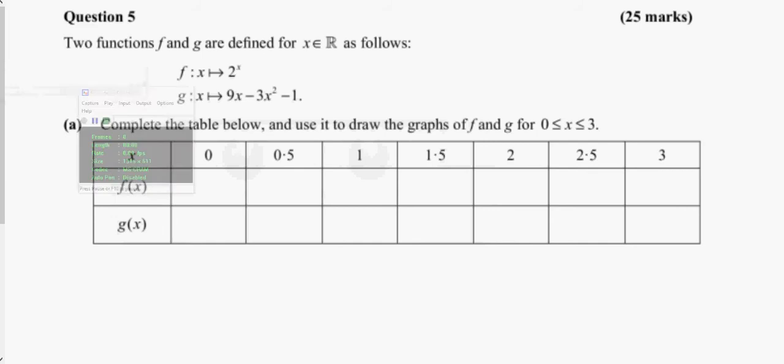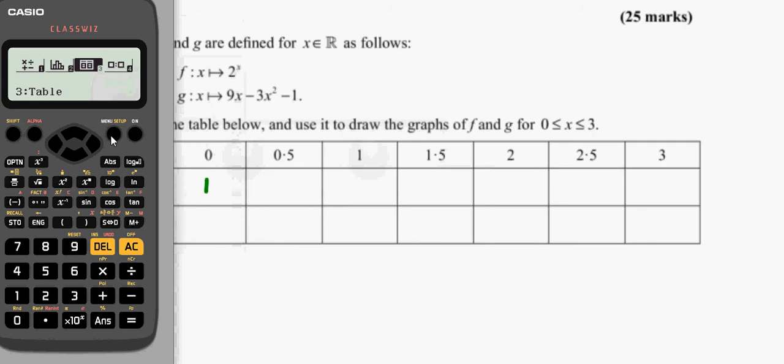Copy and paste up the graph in a minute anyway. So lads, what do we get for the first one? 1. Next part after that, you're going up in gaps of 0.5, aren't you? So you're doing table function, and you're doing 2 to the power of x.